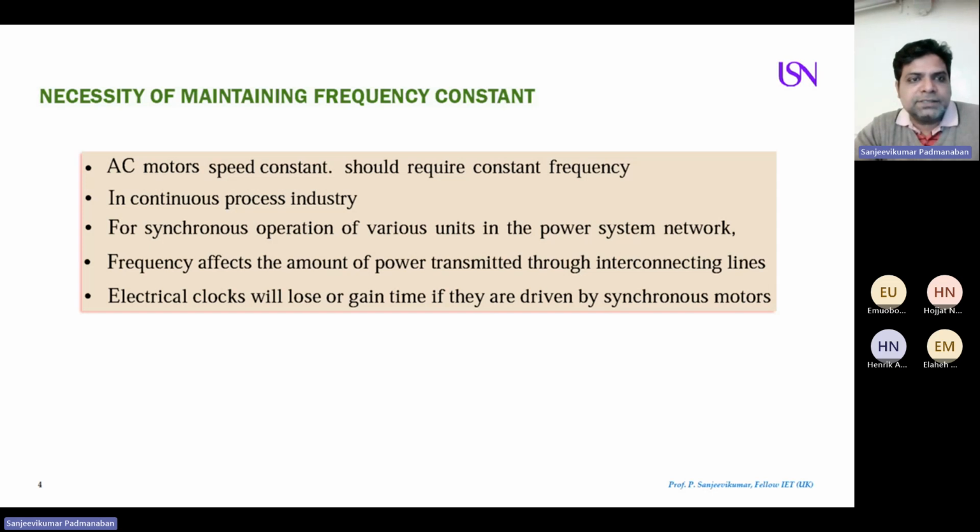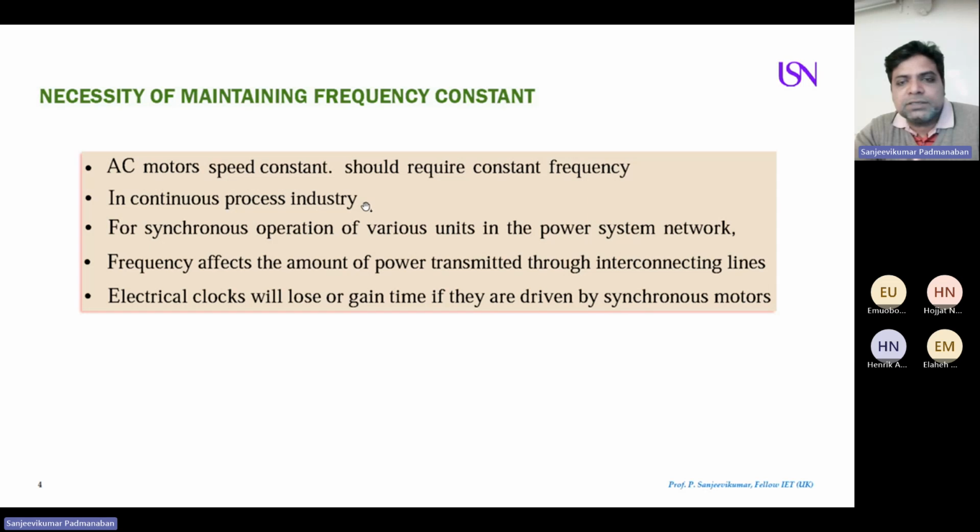Why? What is the necessity? Here is an example I showed you. In an AC motor, we need to keep the speed constant. If you want to keep the speed constant, you need to keep the frequency constant, because the speed of the machine is 120 f by P. Either a generator or a motor, it is the same, 120 f by P. So the synchronous speed is directly proportional to your frequency.